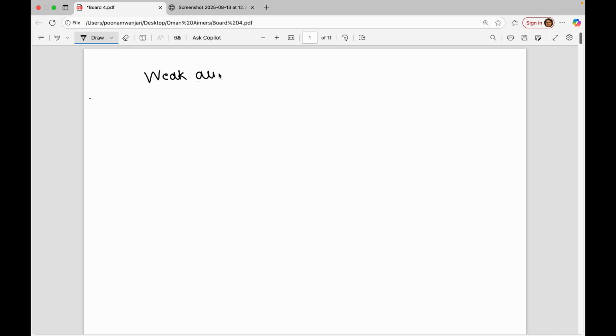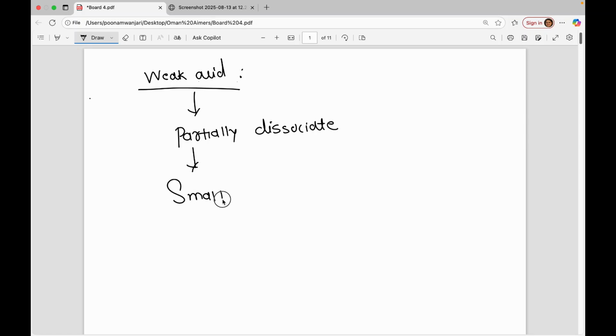In previous videos we already discussed weak acids and strong acids. So here in brief I will give you an idea about weak acids. A weak acid is an acid that does not completely ionize in water. It means it is partially dissociated in its solution. So a weak acid releases only a small fraction of H plus ions.